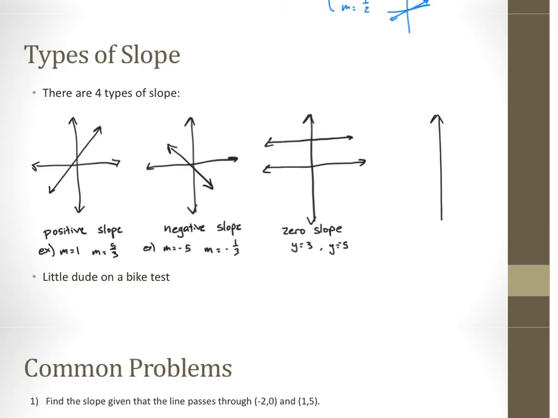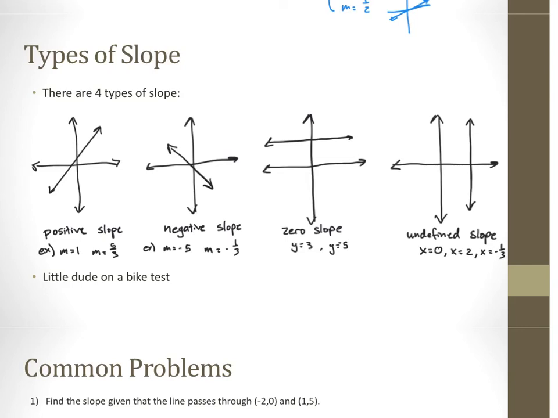And then last but not least, the fourth slope is undefined. And that's when it looks like that. This is an undefined slope. And these are all of your x equals graphs. So x equals 0, x equals 2, or x equals a negative number. Anything. It can be a fraction. We'll make this last one a fraction. Doesn't matter what the number actually is or even the sign. As long as it's x equals, it's undefined.